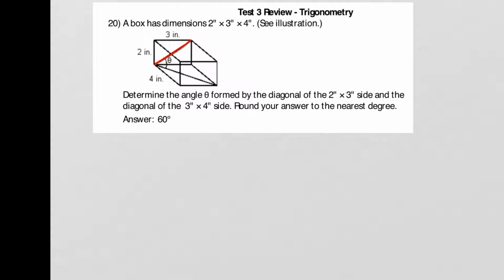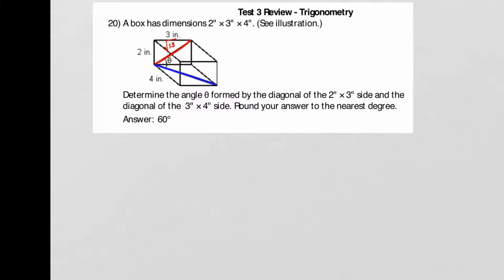So I'm just going to say 2 squared plus 3 squared is 4 plus 9, which is 13. So what is that length? The length 1 is the square root of 13. Okay. So I've got square root of 13.